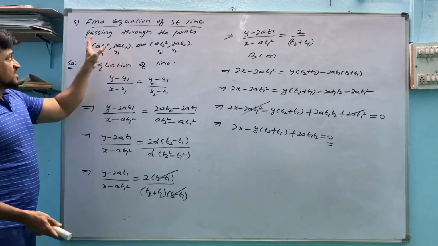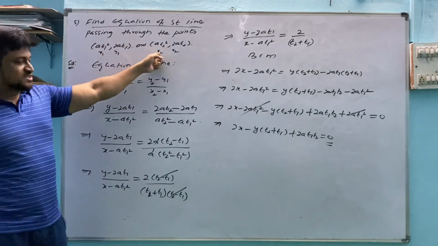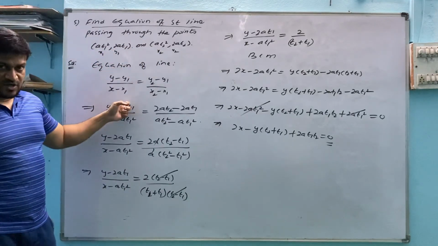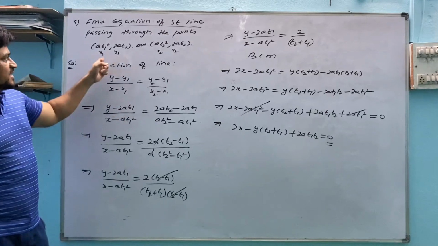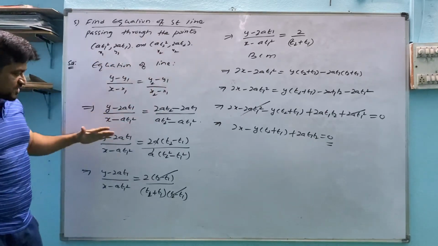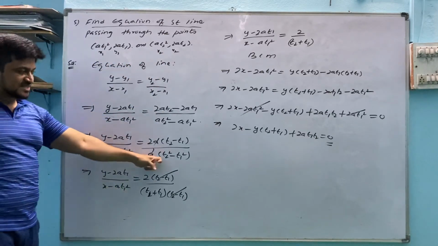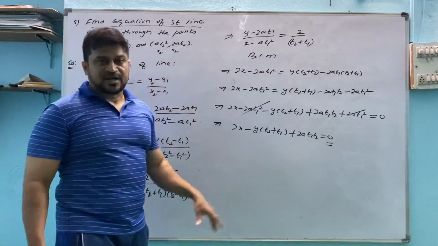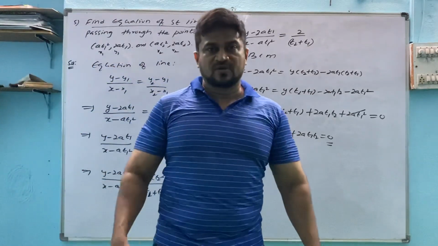By seeing the question, passing through points, 2 points are given. So you have to write the 2-point formula for the equation of a line, then substitute x1, y1, x2, y2, cancel, cross multiply, and expand. Practice 2-3 times, and you will get it. Remaining problems in the next class.